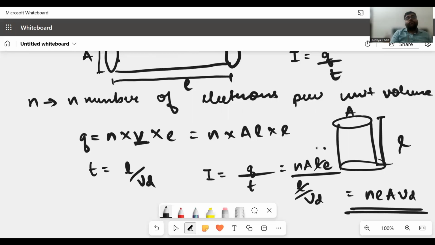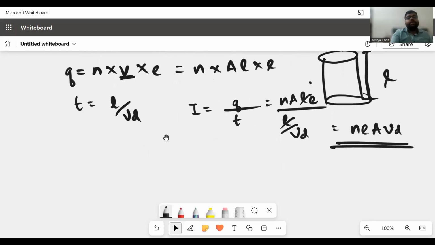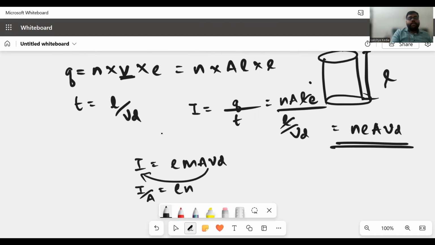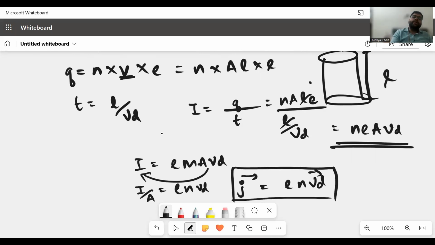So this is a very important formula for current. You need to remember this formula. From here, we can derive many things, like I is equal to e n A v_d, right? So we can just divide current by A. So we get I upon A is equal to e n v_d, right? So we get current density as e n v_d.